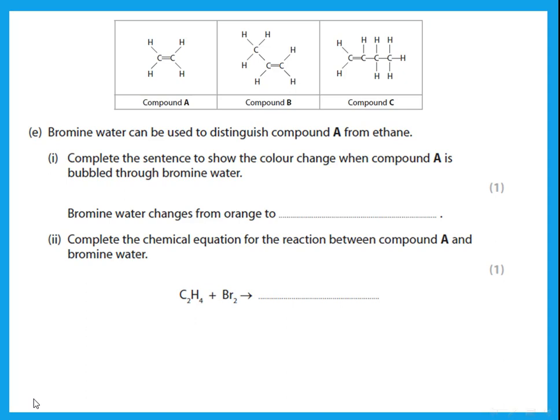Okay. So bromine water can be used to distinguish compound A from ethane. Of course, I look at compound A and I find that compound A is what? It's an alkene.